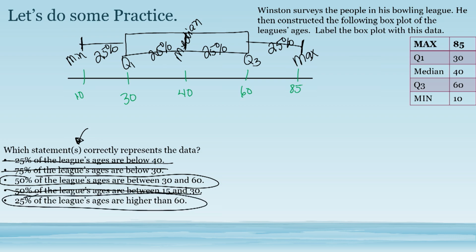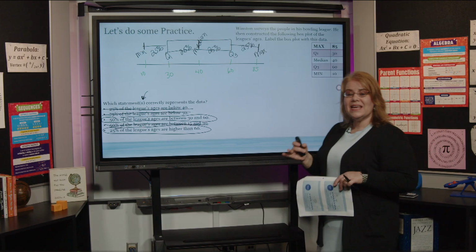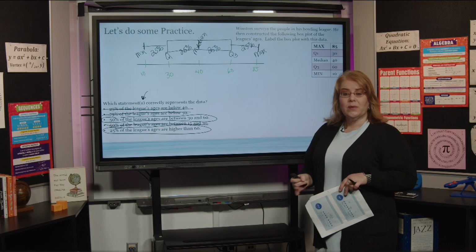So 50% of the league's ages are between 30 and 60, and 25% of the league's ages are higher than 60. So that's how we use this constructed box plot to answer questions.